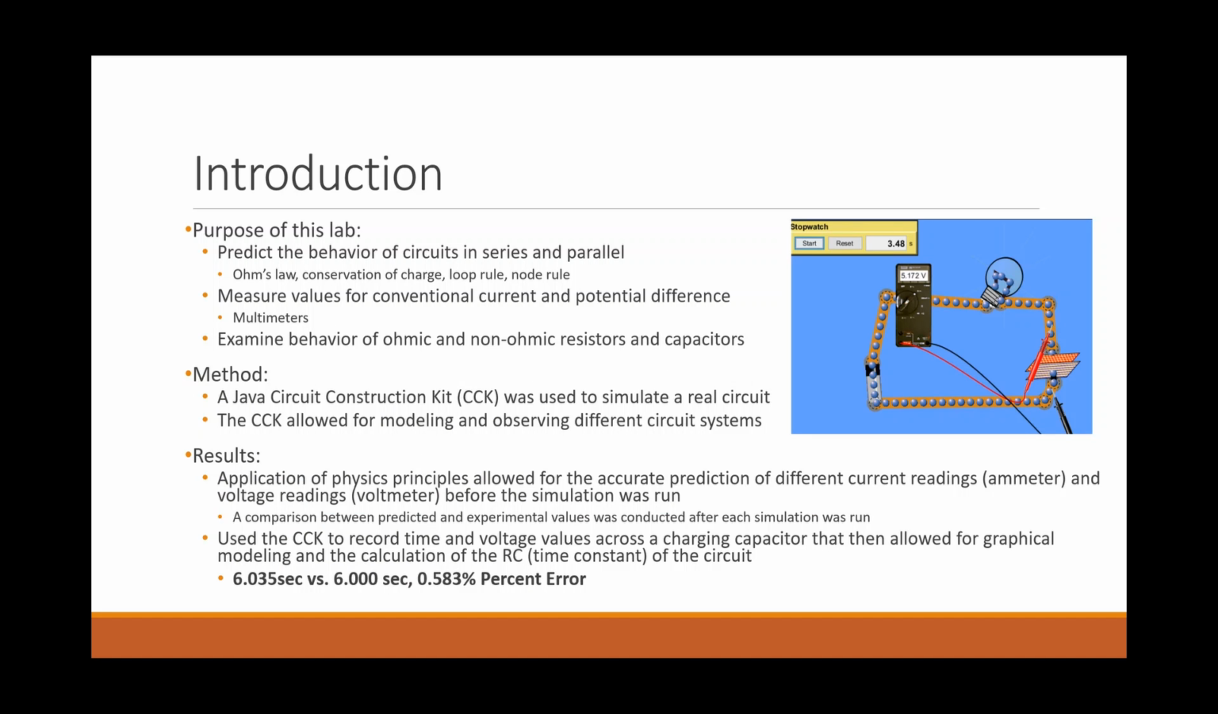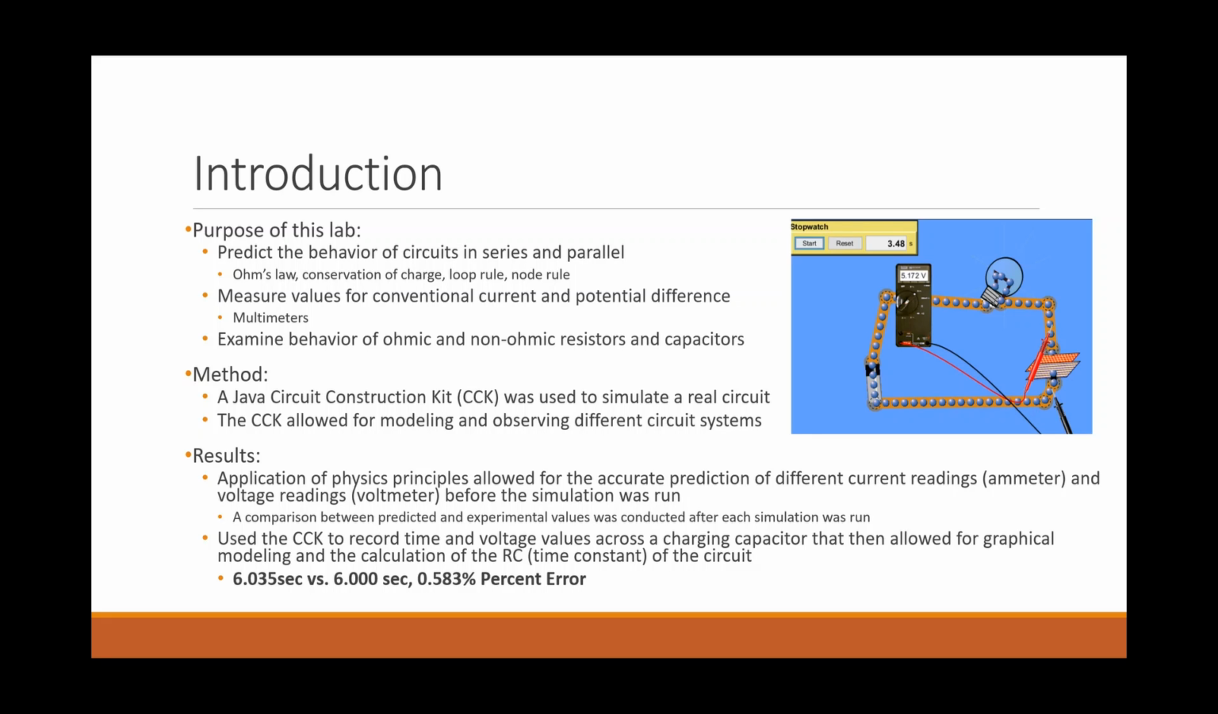As an introduction, the purpose of this lab was to predict the behavior of circuits in series and parallel. I did this using Ohm's law, conservation of charge, the loop rule, and the node rule. I then measured values for conventional current and potential difference using different multimeters. I also examined the behavior of ohmic and non-ohmic resistors and capacitors.